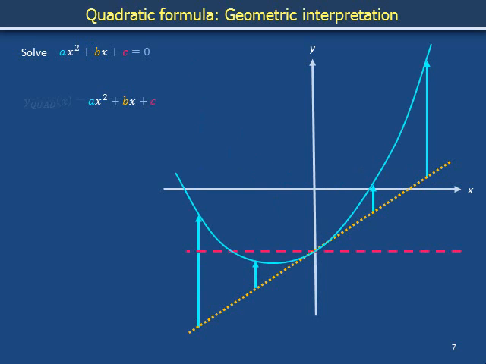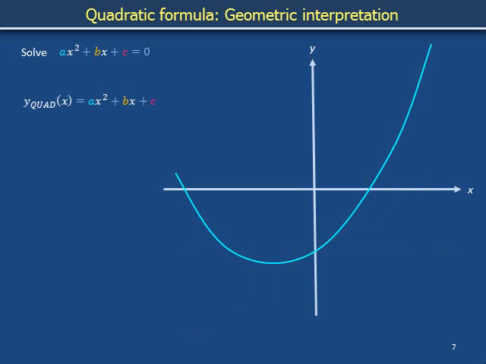The sign of c determines whether the red dashed line floats above or below the origin. The sign of the coefficient b determines whether the slanted golden line ascends or descends to the right, and the sign of the coefficient a determines whether the blue curve opens upward or downward.